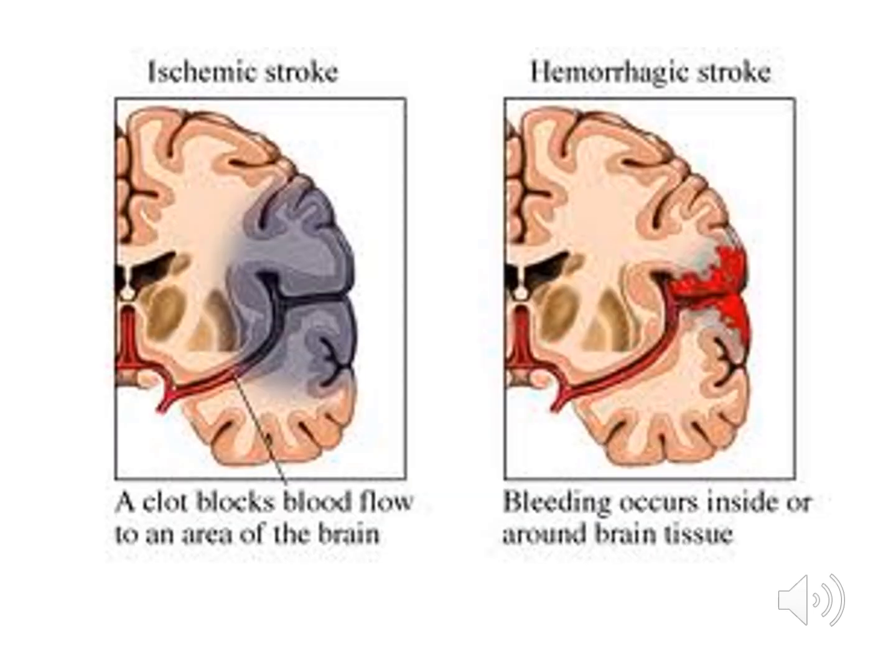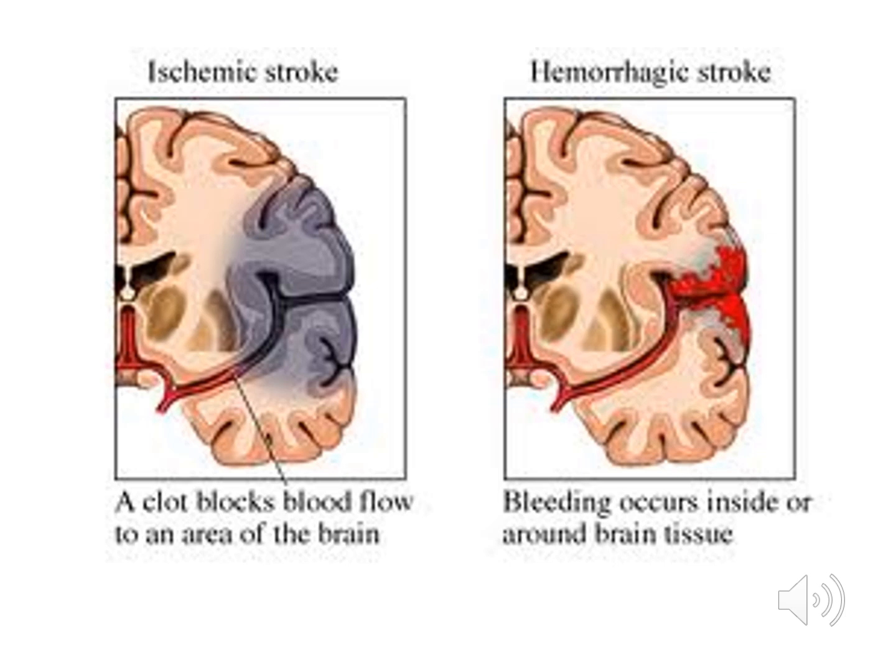So the other kind of stroke besides an ischemic stroke is a hemorrhagic stroke. And in a hemorrhagic stroke, the interruption in blood flow to the brain is usually the result of a rupture of a blood vessel. So as you see in this picture, we have bleeding into the brain tissue, which is going to increase the intracranial pressure.